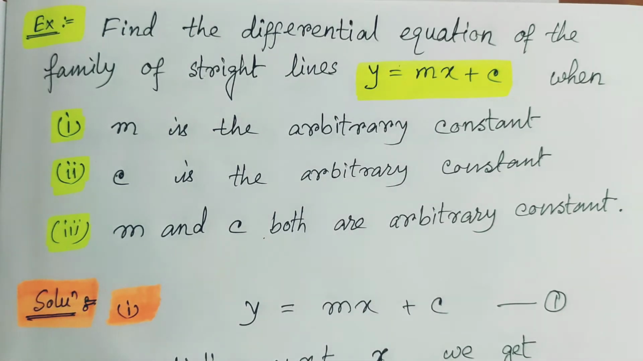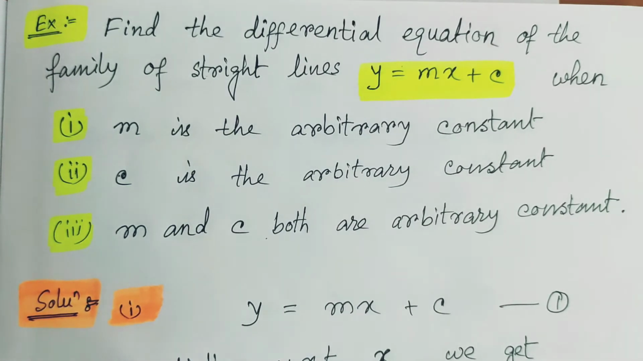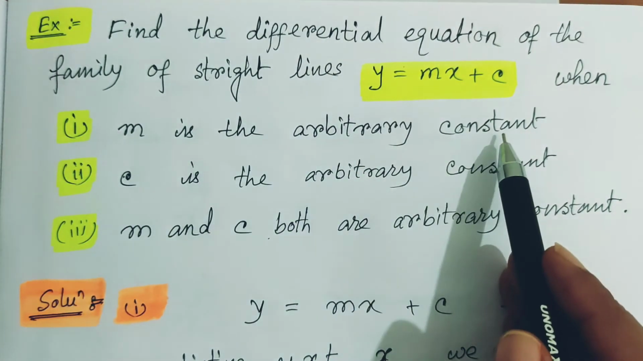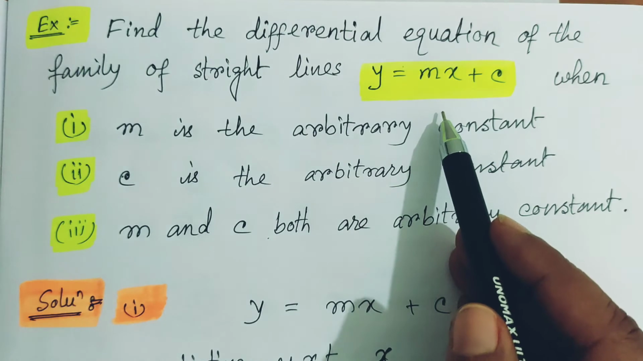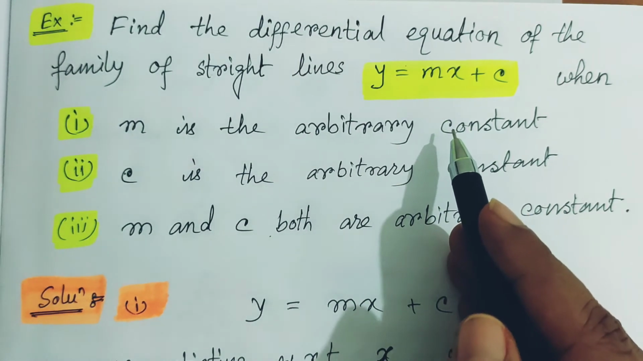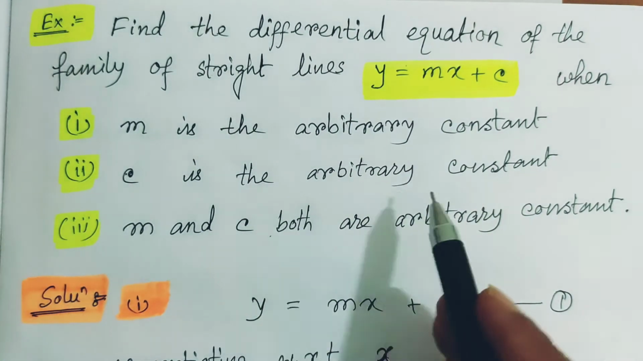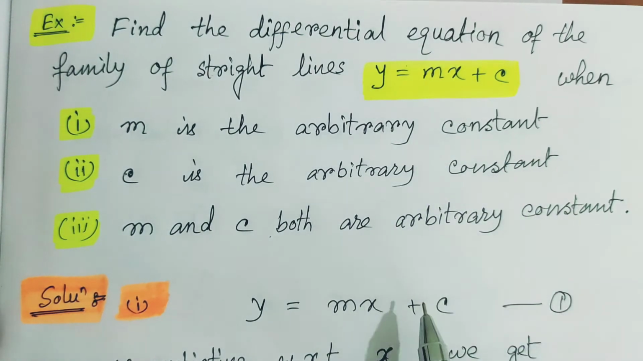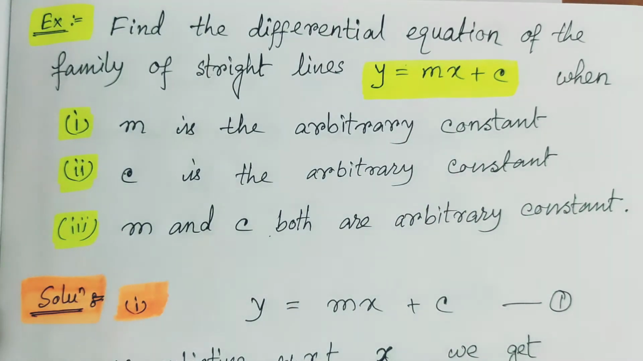Here m is the slope and c is a constant. These two things are given, and in the question you are told which is the arbitrary constant. When m is the arbitrary constant, what should be its differential equation? If c is the arbitrary constant, then what should be its differential equation? And when m and c both are arbitrary constants, then what should be its differential equation? So let us do it one by one.